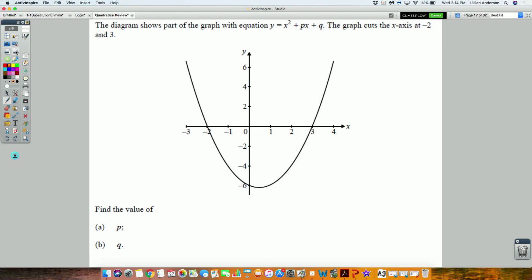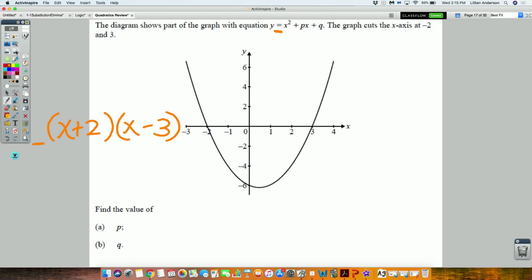You can write this in x-intercept form first, and then FOIL it out to get into standard form. Remember, x-intercept form is x minus p, x minus q with the a in front, but what's a? 1. So you don't have to worry about a coefficient out there. Doesn't matter what form it's in, the a is always going to be the same. So this is going to be x plus 2 and then x minus 3.